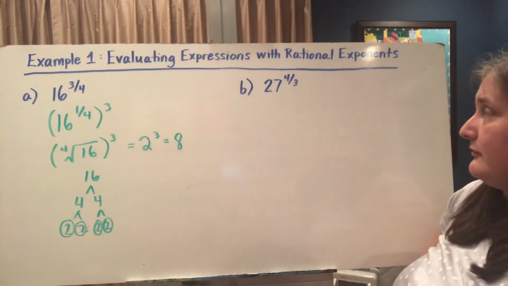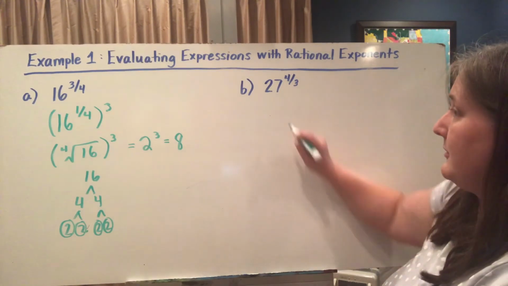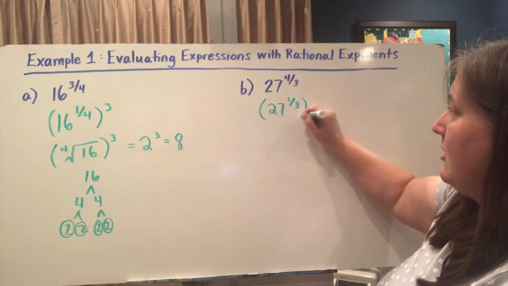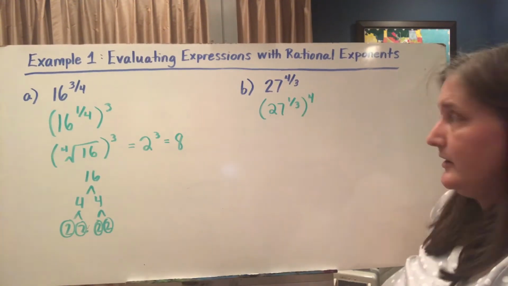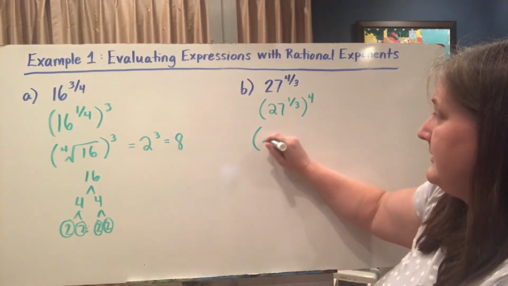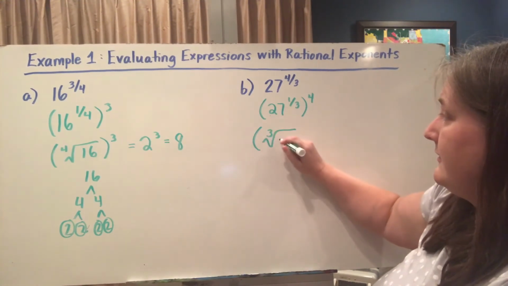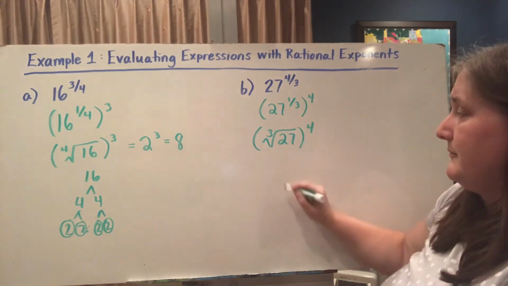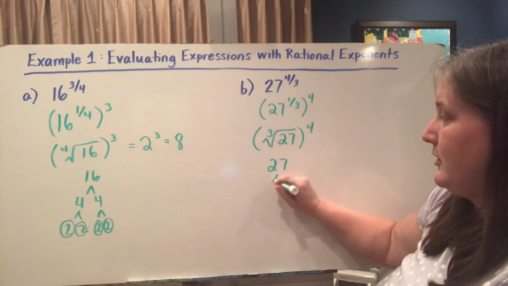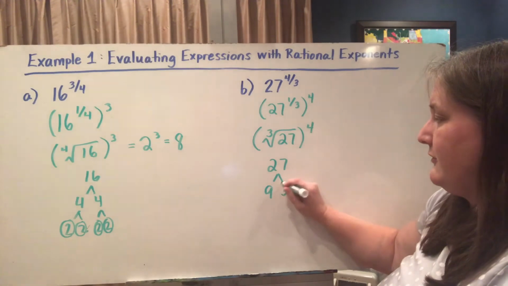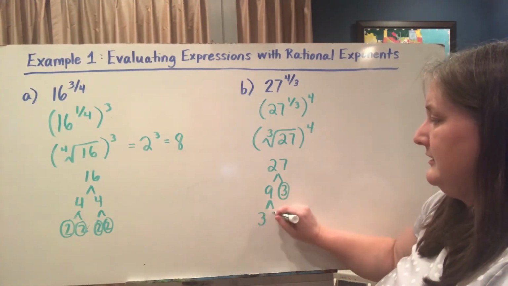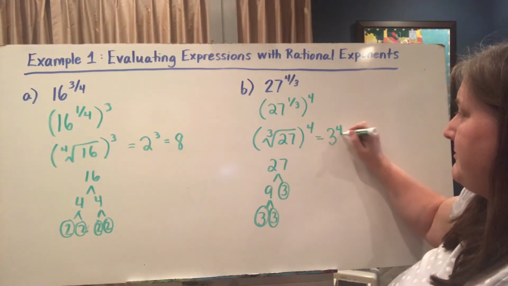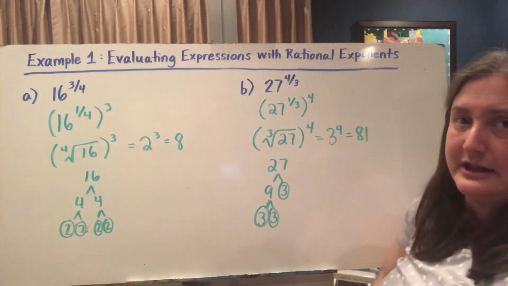Let's try this guy. We have 27 to the 4/3 power. So this is basically 27 to the 1/3 power all to the 4th power. So I can solve this guy. I can rewrite him as the 3rd root of 27 to the 4th power. We already solved this one on our last board, but once again, we could make a factor tree for it, and we get 3 3's multiply to give us 27. So I have 3 to the 4th power, which gives us 81.